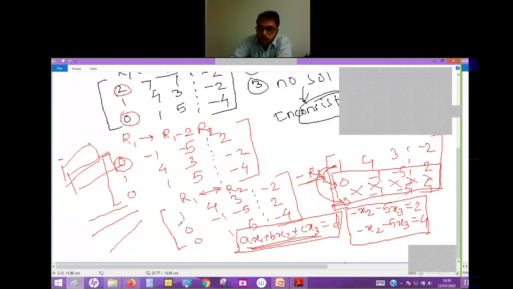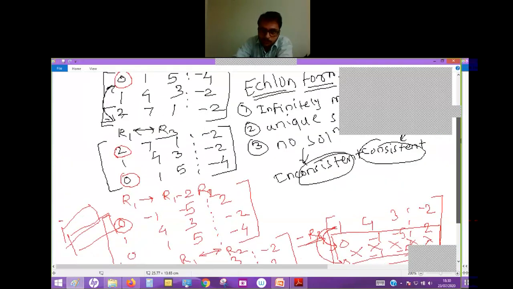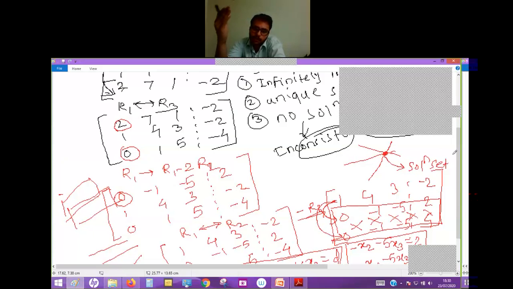Whereas, if these three lines are like this, then this is the common point of intersection, and we say that this point is the solution set for these three equations. Are you getting what I'm trying to deliver to you? And this is the application of the system of linear equations. This is what I mean by solution set.